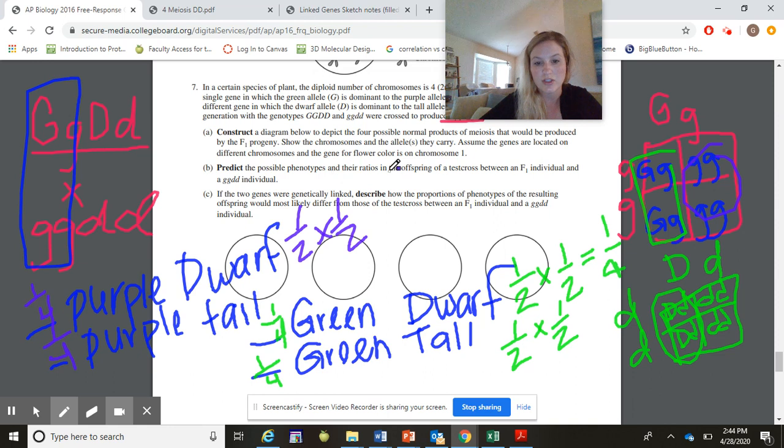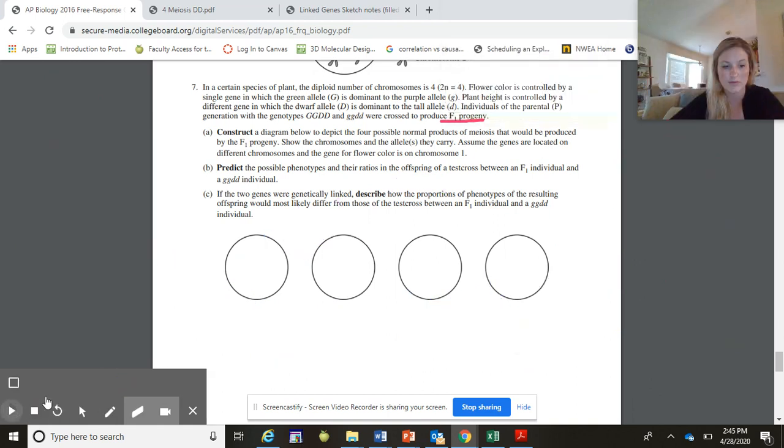So our ending ratio would be a 1 to 1 to 1 to 1. And you would need to list all the phenotypes. So 1 green and dwarf to 1 green and tall to 1 purple and dwarf to 1 purple and tall. So that is your ratio. Let me erase all this.